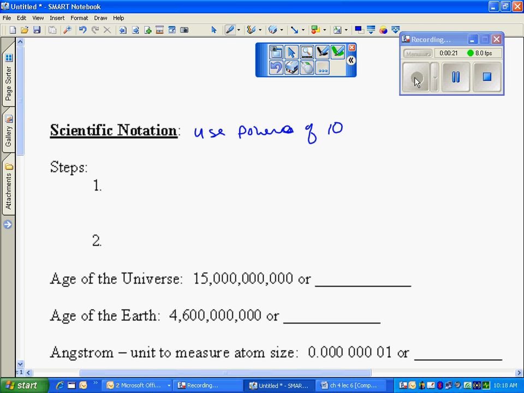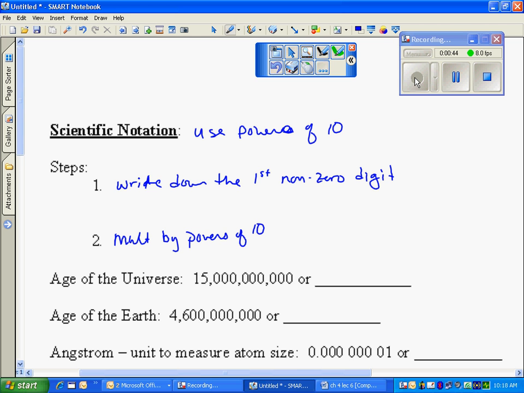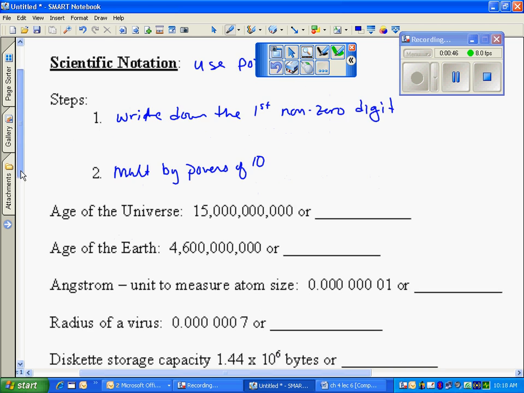So the first thing you do is you're just going to write down the first non-zero digit in your number, and then what you're going to do is multiply by powers of 10 to signify where the decimal point should land.